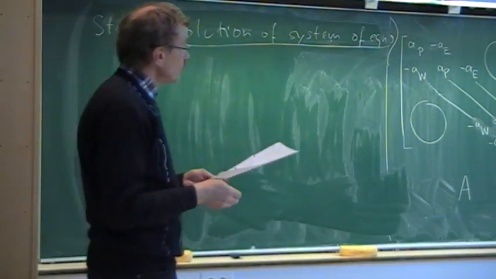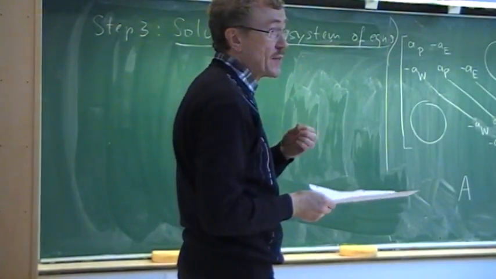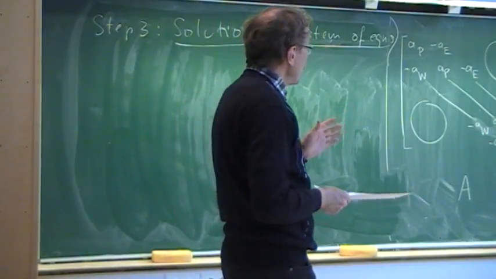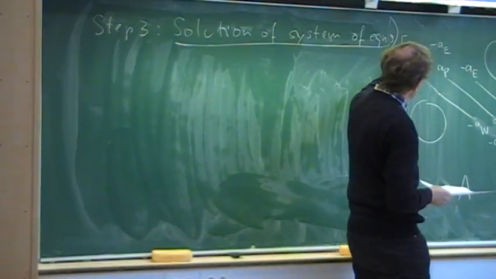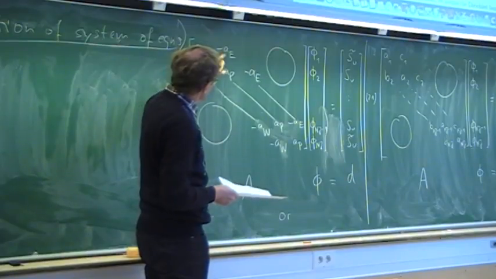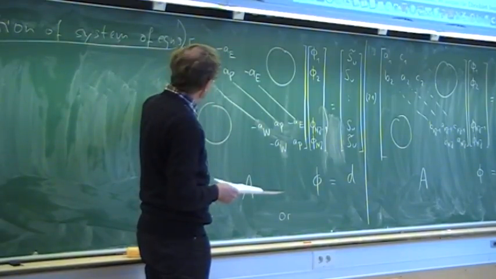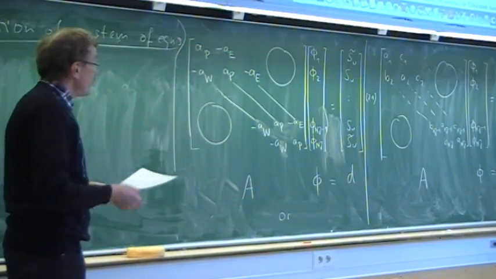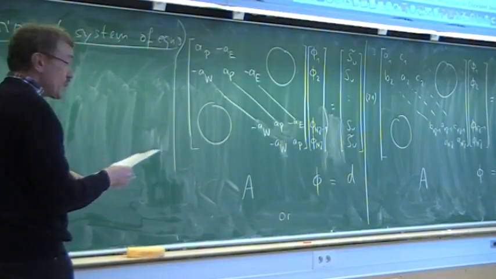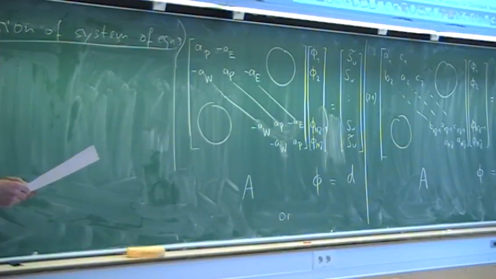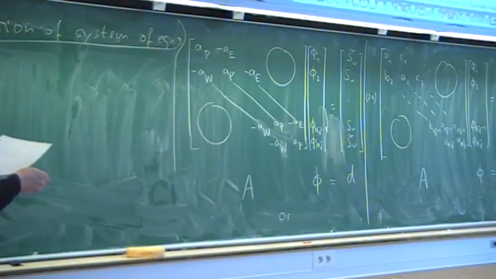So now we have to analyze our system a little bit in more detail, and there we shall make use of the fact that the AP, the center coefficient, is the sum of the coefficients of the subdiagonals, AW and AE, for example here, minus the coefficient from the source term. And it turns out that we can take advantage of that: in many cases, this matrix will be diagonally dominant. And that is a useful property.